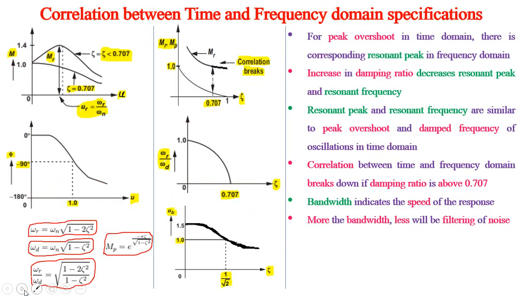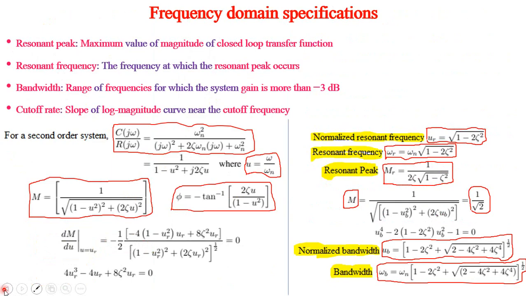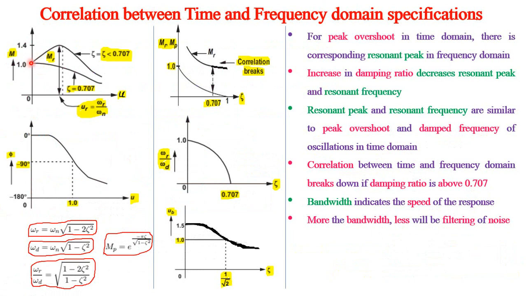Now let us correlate the time and frequency domain specifications. So now we have derived the frequency domain specifications. If we try to plot the magnitude with respect to the normalized frequency, already we have seen the magnitude expression. If you plot this expression with respect to u, when the damping ratio is less than 0.707, it will be like a normal resonant curve. So it will be a resonant curve like this.